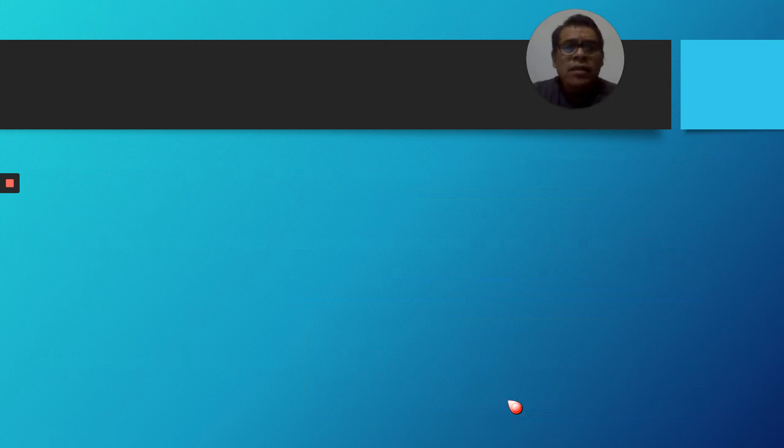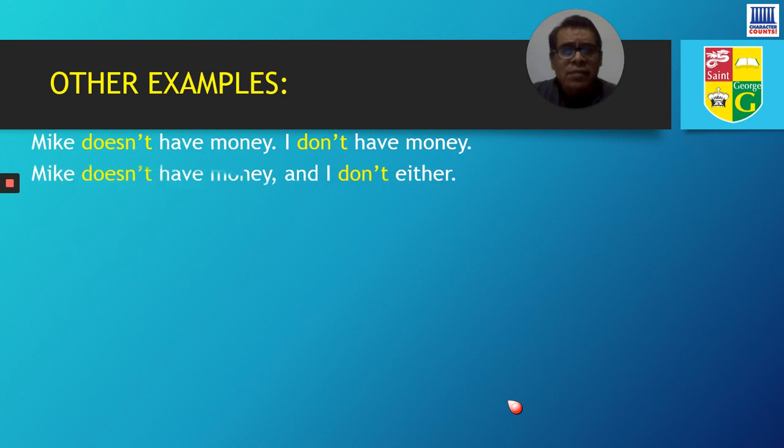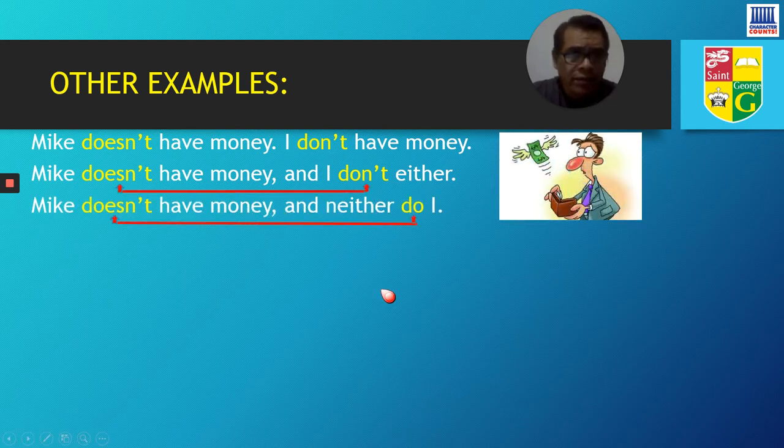Now let's look at some examples to understand this grammar better. Here we have, Mike doesn't have money, I don't have money. Two separate negative sentences. And we have, Mike doesn't have money and I don't either, using the word either with a negative auxiliary. Mike doesn't have money and neither do I. Neither is after the word and the auxiliary is affirmative.